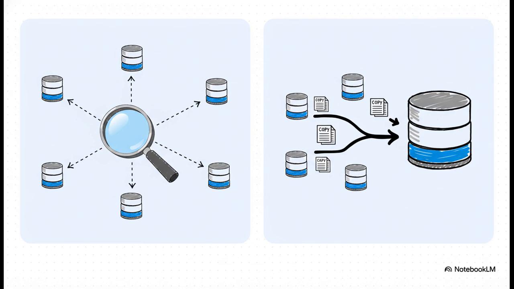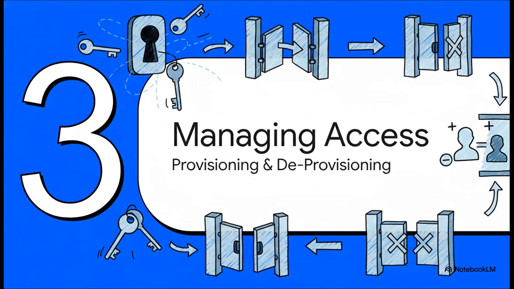Well, you've basically got 2 main approaches. The first is a virtual directory. Think of it like a smart index or a search engine. It doesn't hold the data itself, but it knows exactly where to find it in real time. The other option is a meta directory, which is more like a copier. It goes out, pulls all the important user info from those other systems, and syncs it into one central master directory.